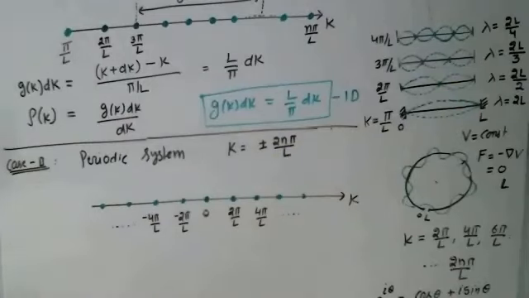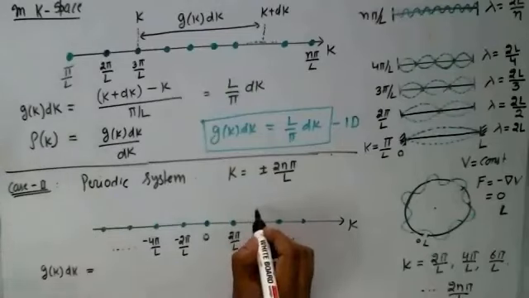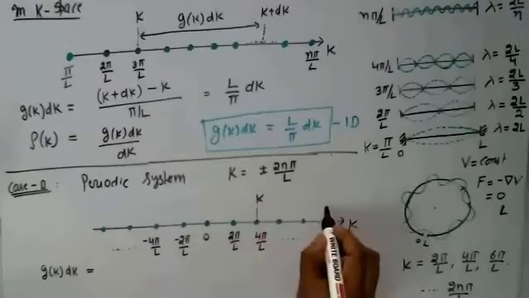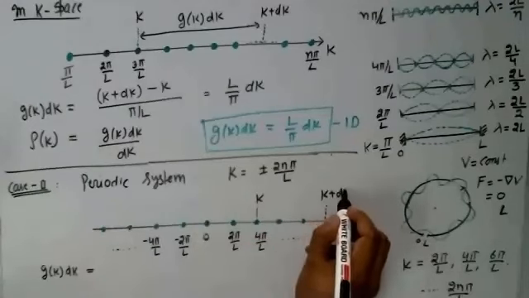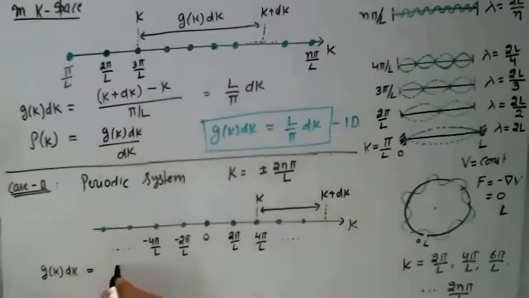Now with the same logic that we used here, I want to calculate the number of states. So I want to calculate this g(k) dk. Now for the periodic system, what I can do is define an interval k to, let us say, k plus dk, and I can find the number of states in this interval. How much will that come to? k plus dk minus k divided by 2 pi by L. Exactly. In this case now, it will be 2 pi by L.